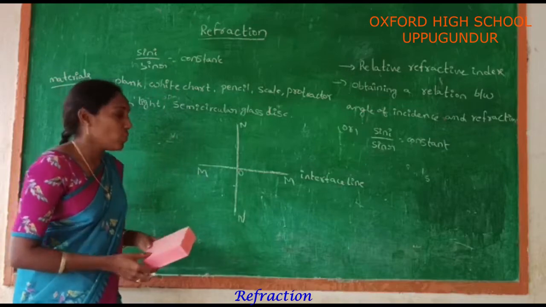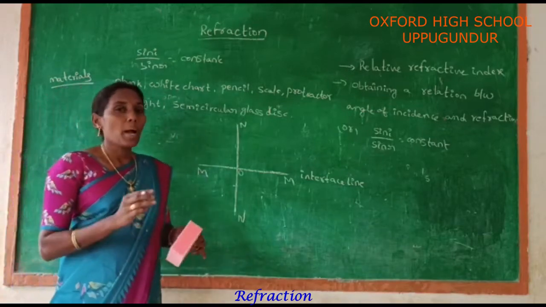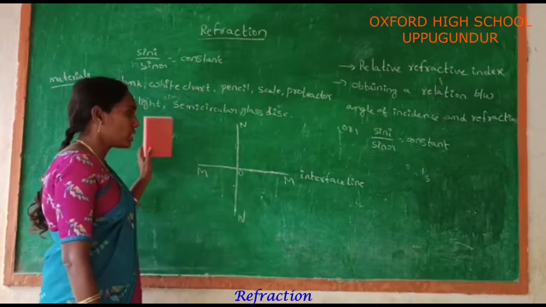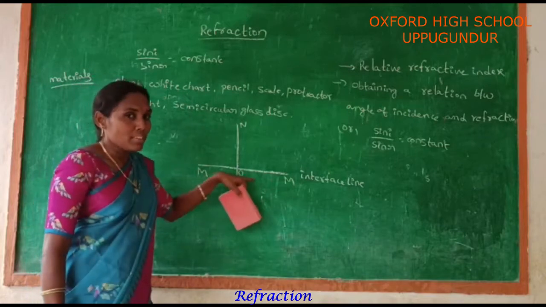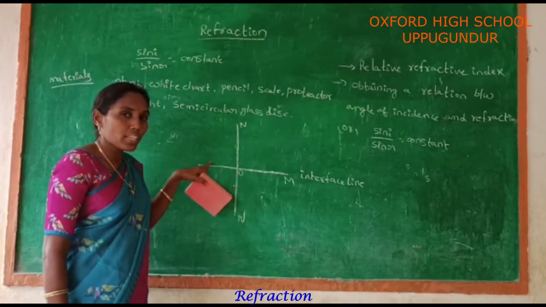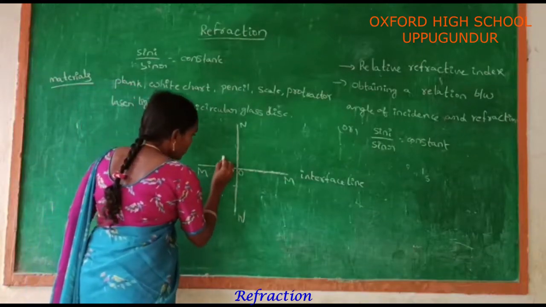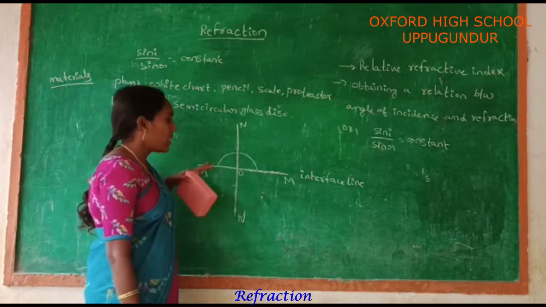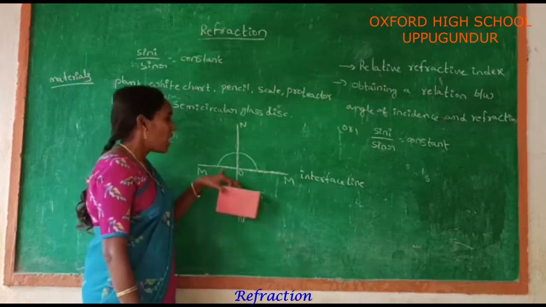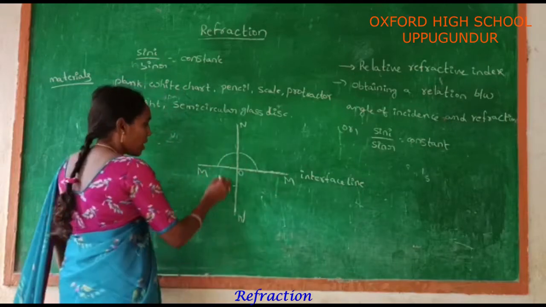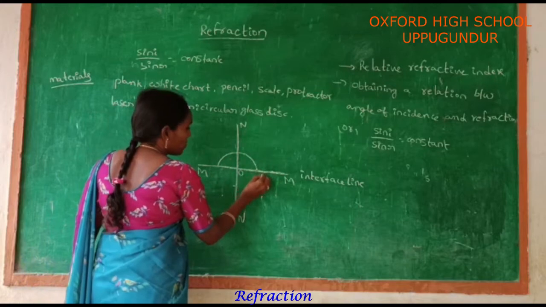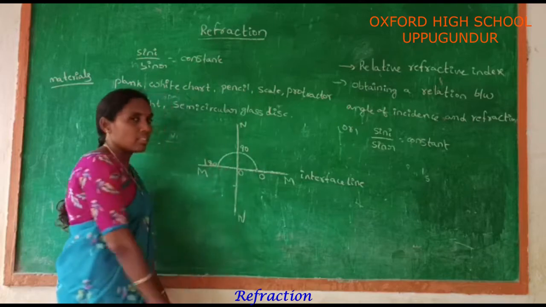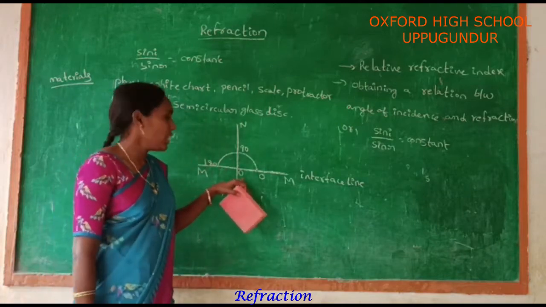Next, take the protractor. The diameter of the protractor coincides with the line MM. Here, MM means the interface line, and then take the protractor. The protractor is kept along the line MM. Then mark the angles from 0 to 90. Now this is 0 and this is 90, and this one is 180 degrees.